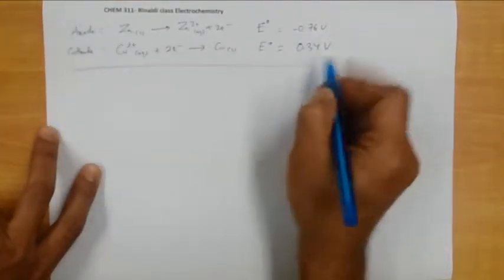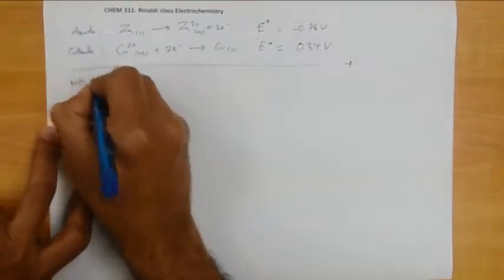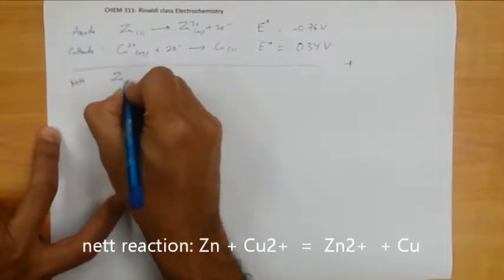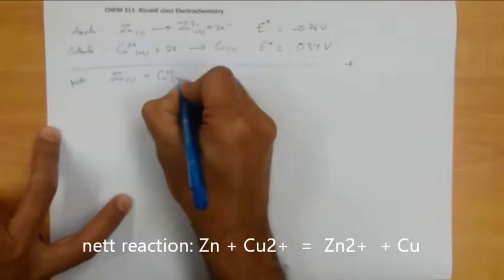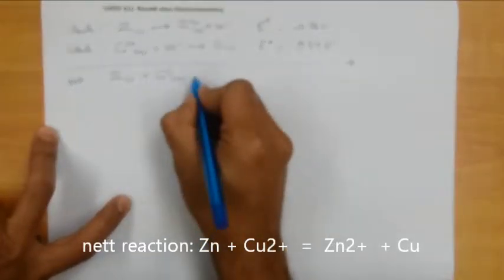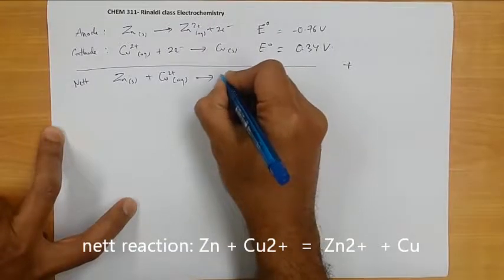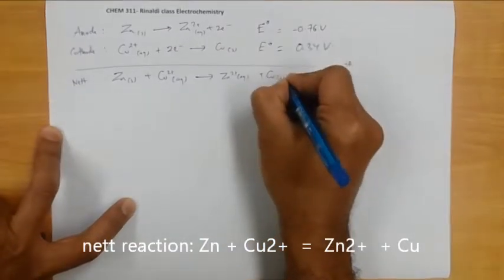So the net reaction here would be zinc metal plus copper 2 plus going to the forward reaction, forming zinc 2 plus and copper metal.